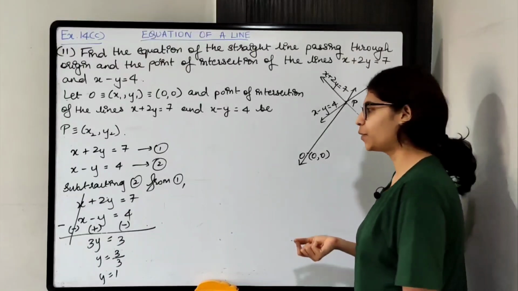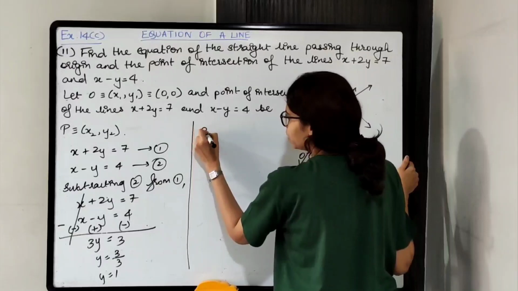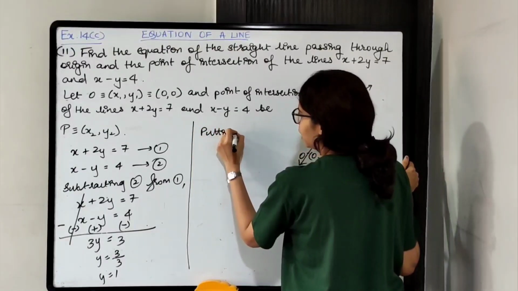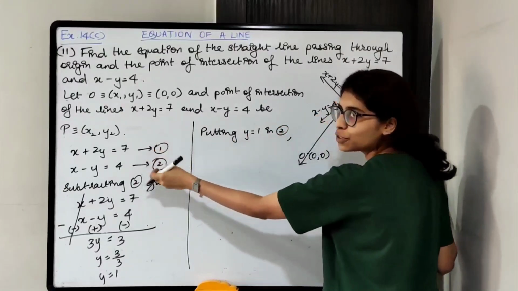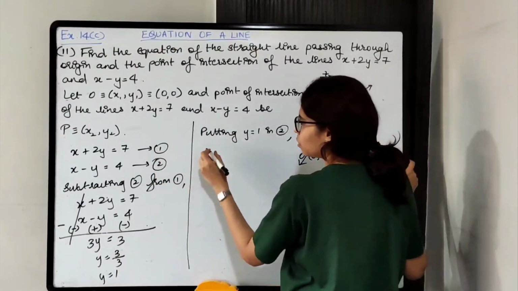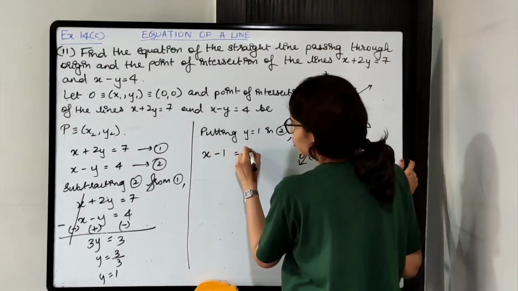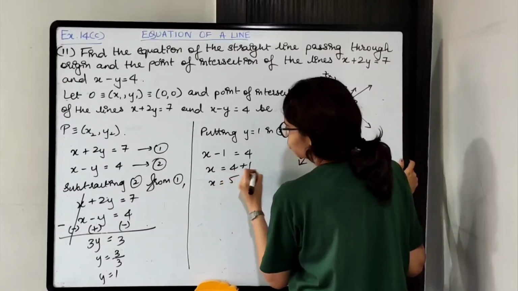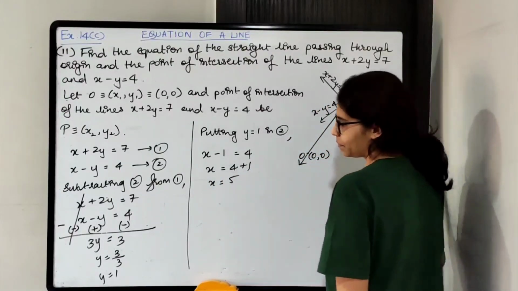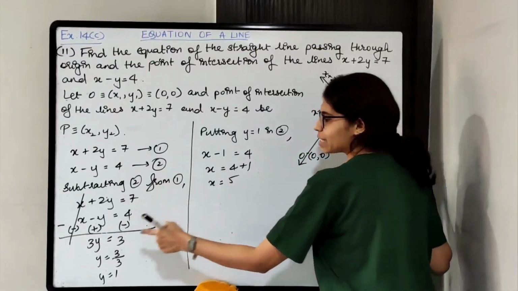The x coordinate we need to find out. So putting y equal to 1 in 2. You can substitute in either of the two equations. X minus 1 is equal to 4. So x is 4 plus 1, that is x is equal to 5. Okay. So the x coordinate is 5. We got the values of x and y.